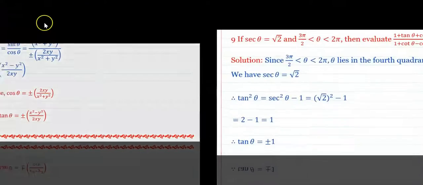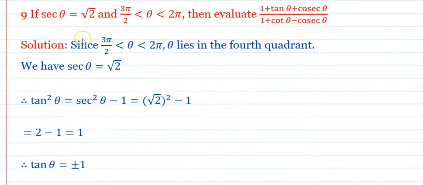Now the next problem: if sec theta is equal to root 2, theta lies in the fourth quadrant, that is between 3 pi by 2 and 2 pi, that is in the fourth quadrant. Then evaluate, means find the value of (1 plus tan theta plus cosec theta) upon (1 plus cot theta minus cosec theta). As theta lies in the fourth quadrant, okay, therefore sec theta is positive. Okay, तो reciprocal है cos चा.